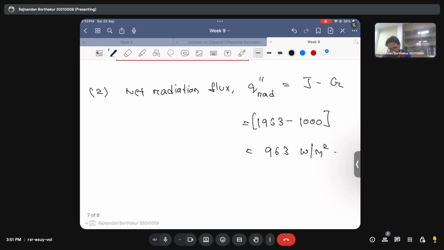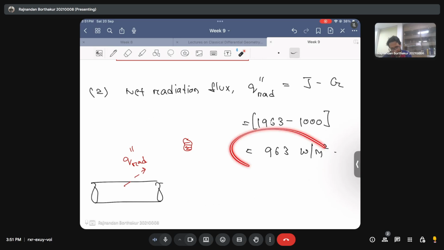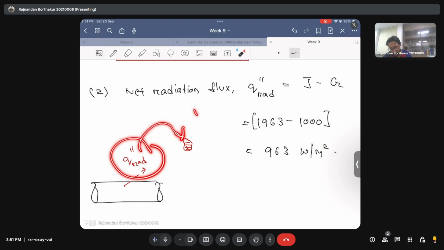So what I'm trying to say is, let's say we are now considering a third body, this body, and our aluminum plate was something like this. We just stated that this q dot rad, equal to 963, is the net radiation that is leaving this aluminum plate. Now it may so happen that if this entire radiation flux gets incident on this third body, then this q dot rad will serve as irradiation for this third body. That's what I am trying to say in this scenario.